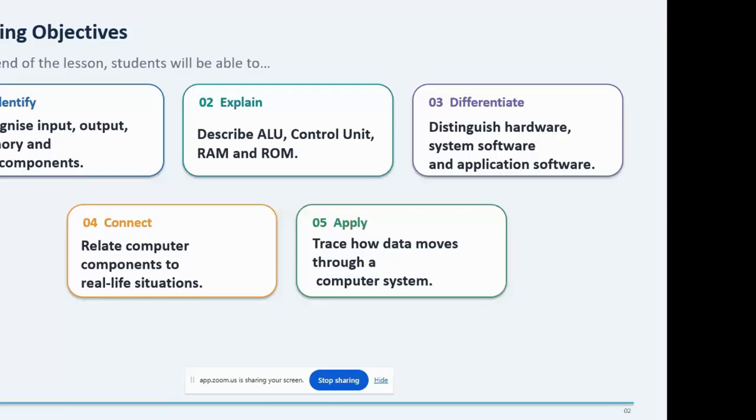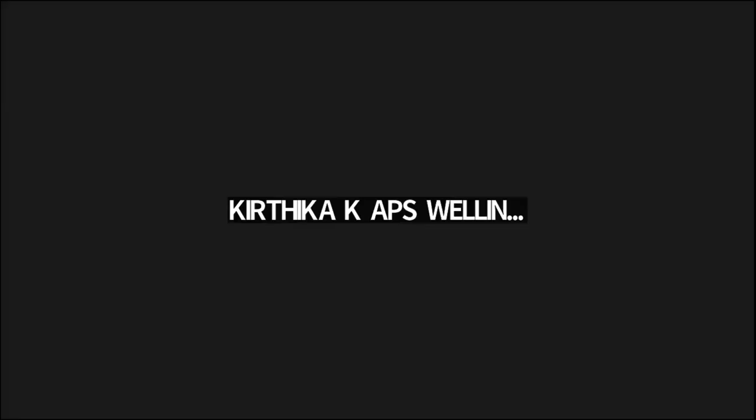Unit, and next we have control unit, and also you will be able to differentiate between the hardware, and the very important concept is the difference between the system software and the application software. Next, you will be able to connect life situations too, right? Next, the basic question: what is the computer system?